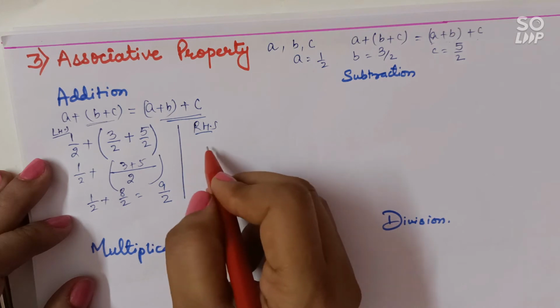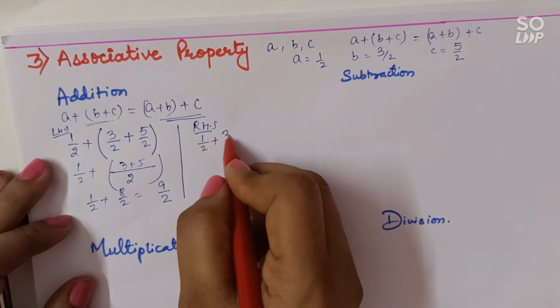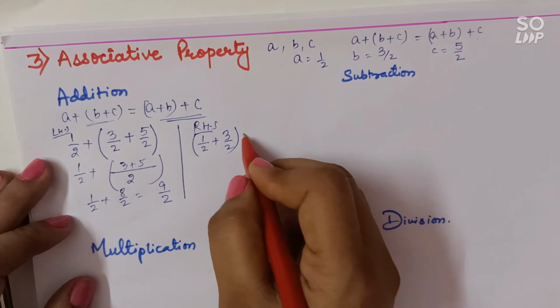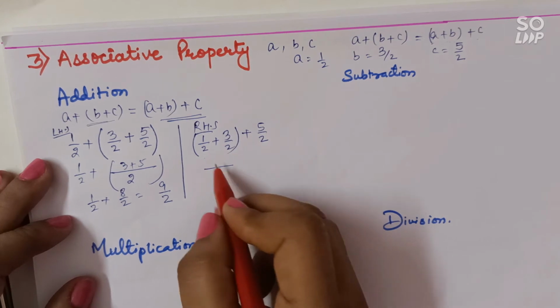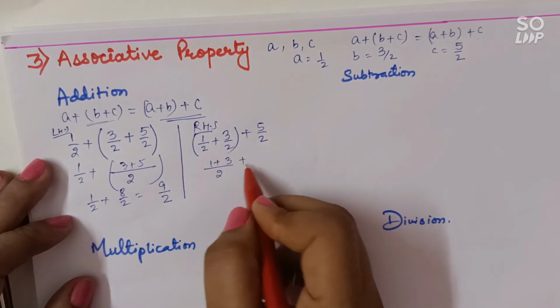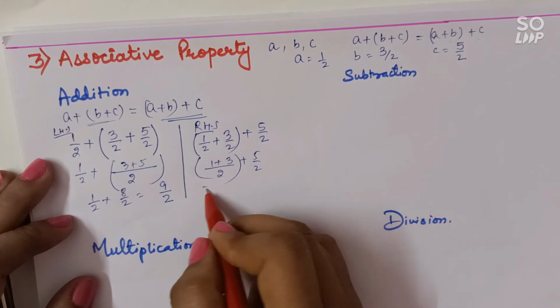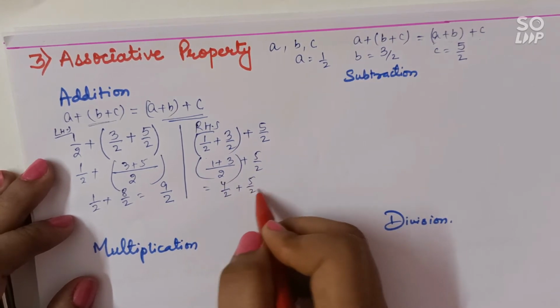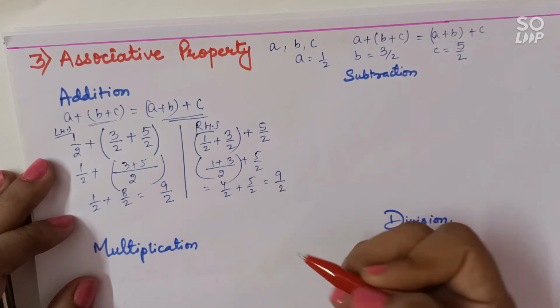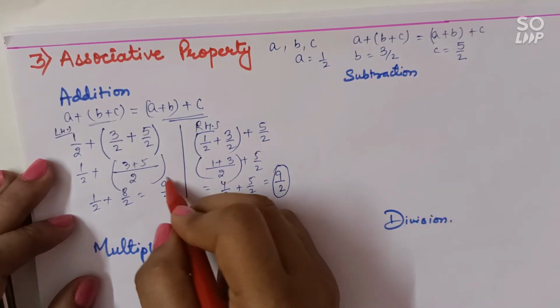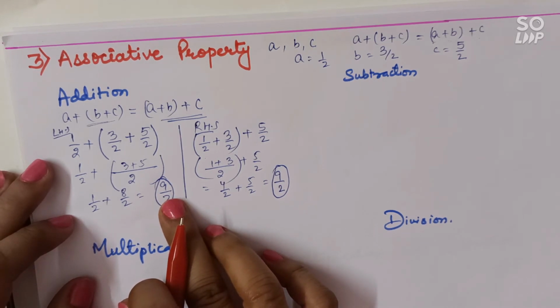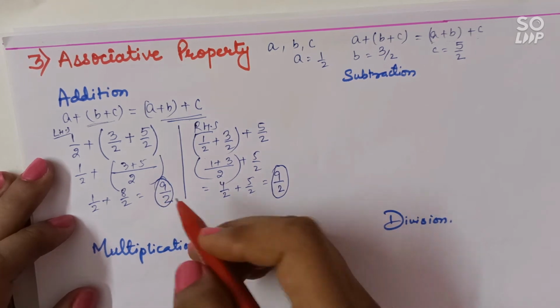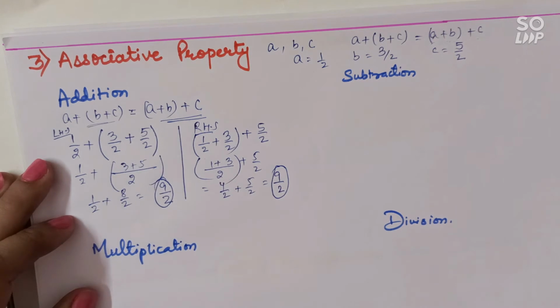It says that A plus B should be in the bracket, so A plus B plus C. Let's solve this bracket first. So it will be 2, 1 plus 3, that's 4. 4 by 2 plus 5 by 2 will give us 9 by 2. Yes, we got the same result. So we can say that the associative property holds true for addition of rational numbers.